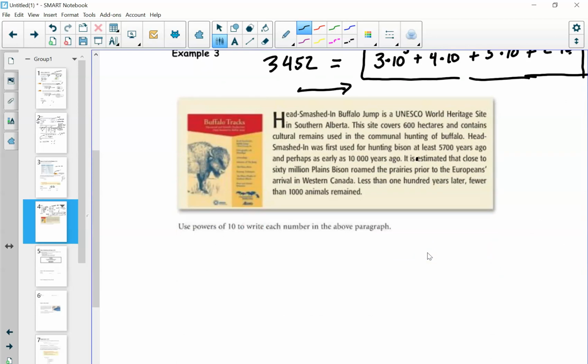It says, use powers of 10 to write each number in the above paragraph. I'm not going to read the whole paragraph. I'm trusting you can do that on your own. The first number is 600 hectares. And we don't really care about the hectares. Let's just write the number, right?